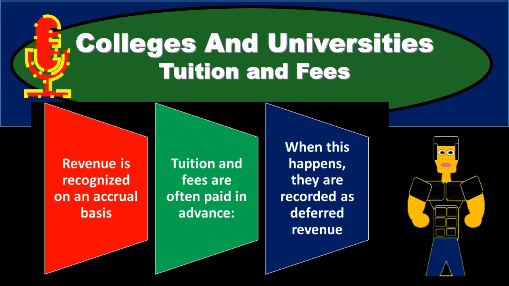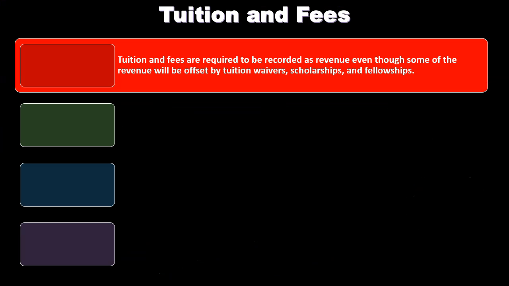In this presentation, we will discuss tuition and fees, which is, of course, a form of revenue related to colleges and universities. Tuition and fees are required to be recorded as revenue, even though some of the revenues will be offset by tuition waivers, scholarships, and fellowships. What that means is we're going to record the tuition and fees total, even though we're not going to be collecting cash on some of these items.